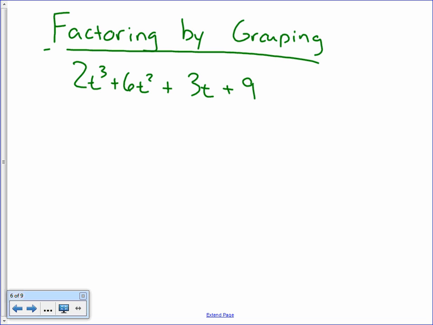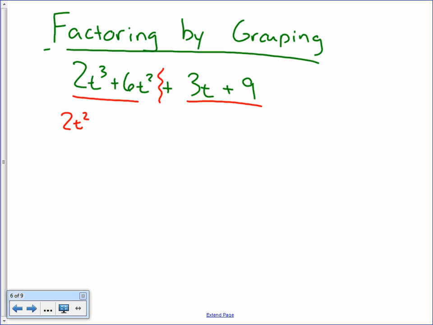Now they call it factoring by grouping because the first step is that you're going to group the first two together and the last two together. So we have that. Now what we're going to do is factor the first two and the last two, just like what we were doing with the greatest common factor. So maybe just ignore to the right of that little squiggly line for a sec, and let's see, what can I divide out of 2t to the third, 6t squared? Well, 2 and then t squared.